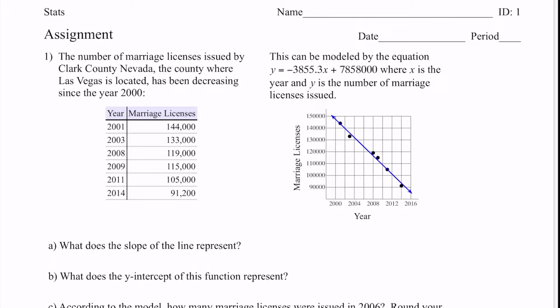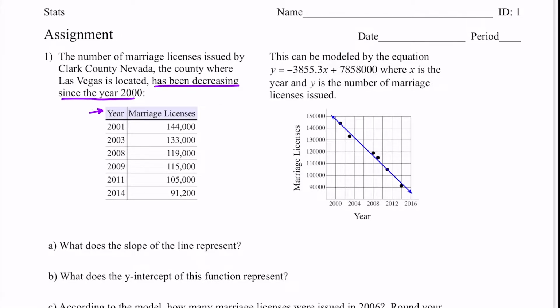Okay, this is your stats assignment. This is a review on linear regression. And number one: the number of marriage licenses issued by Clark County, Nevada, the county where Las Vegas is located, has been decreasing since the year 2000.